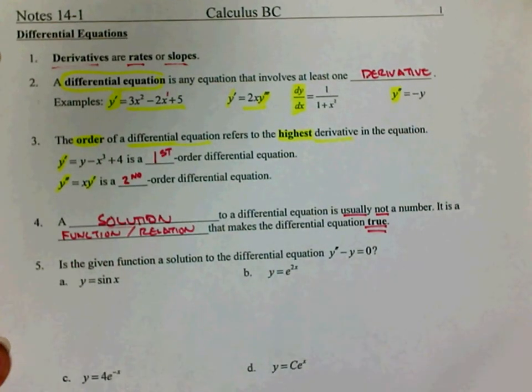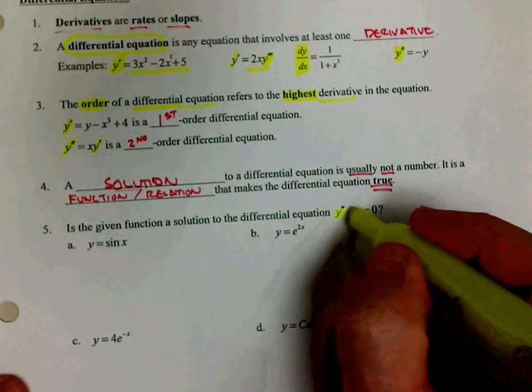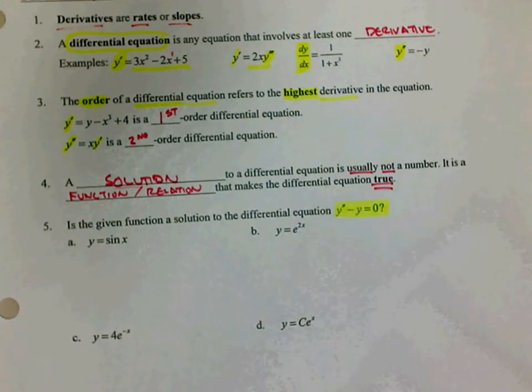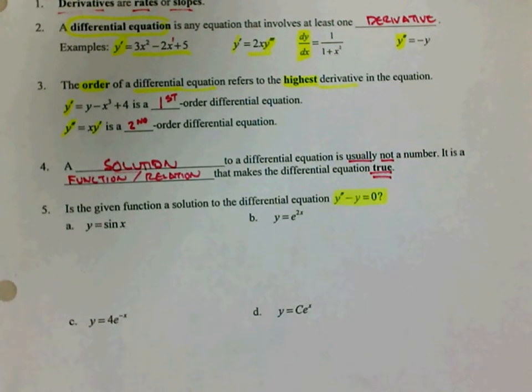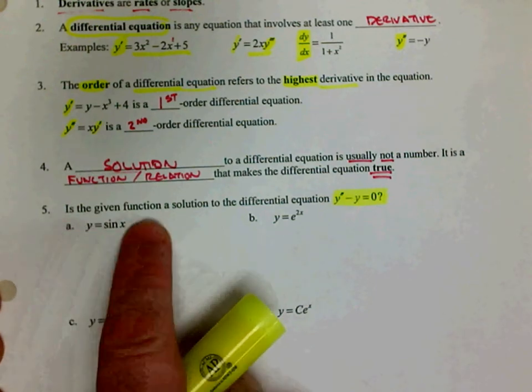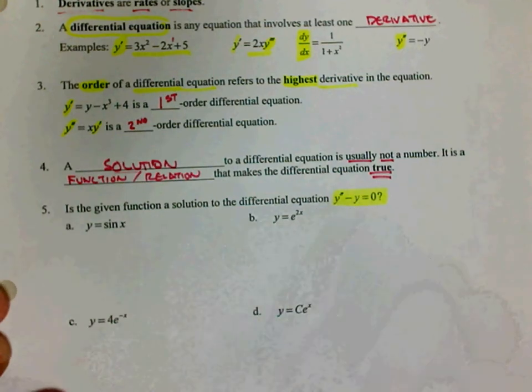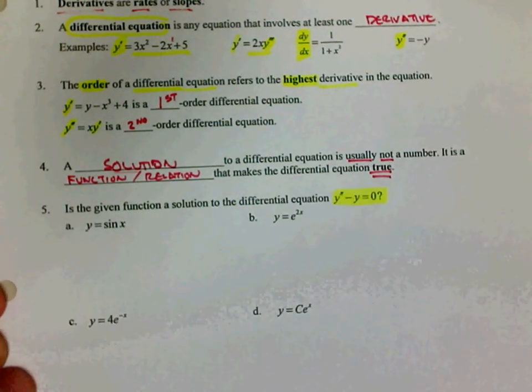So let's take a look at this differential equation. It's a differential equation because it has a derivative in it. Matter of fact, it's the second derivative of y. And we're given 1, 2, 3, 4 different equations. We're going to look at each one individually and answer this question: is the given function a solution to this differential equation? So let's start off with this one.